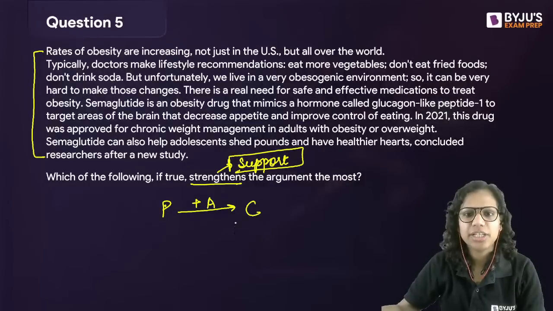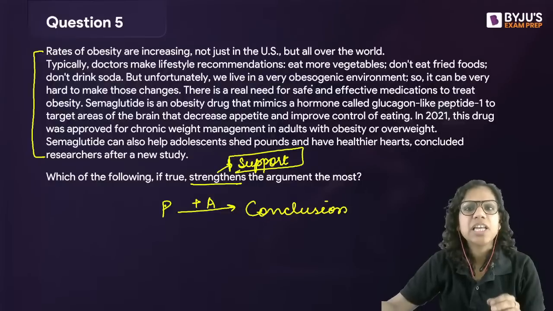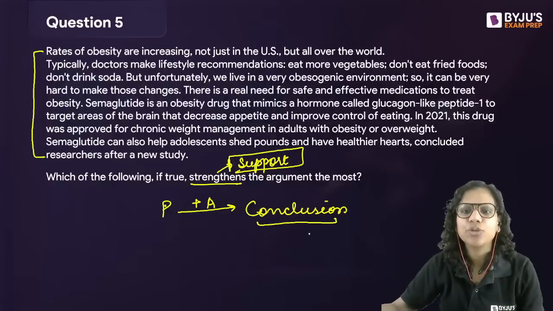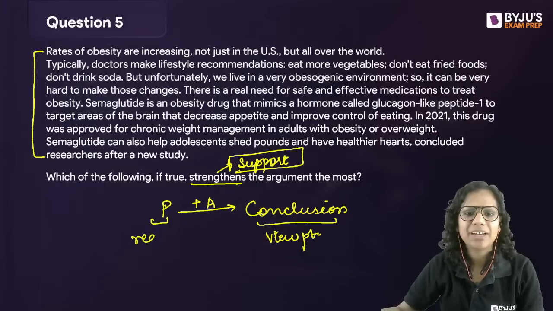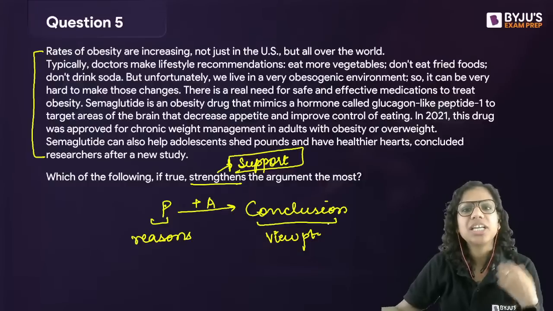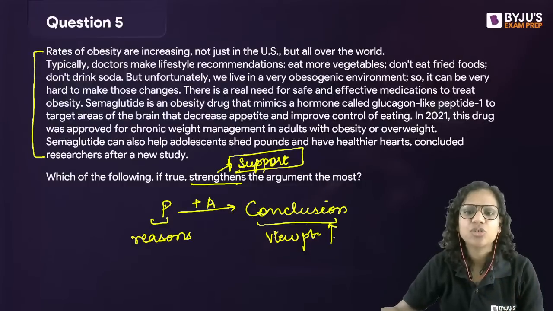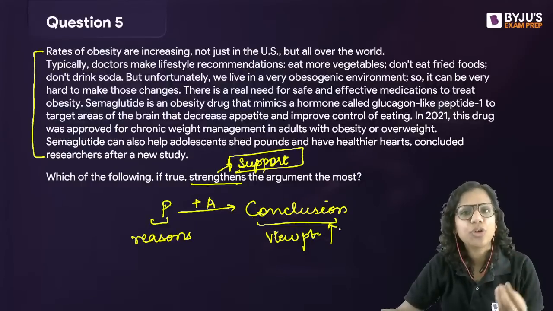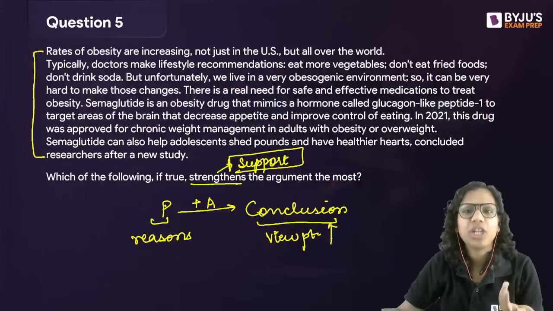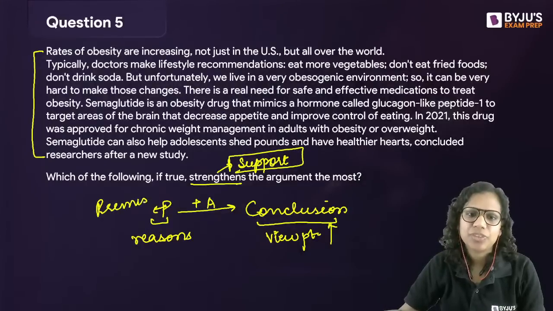Premise plus assumption leading to the conclusion. In layperson terms, an argument is nothing but your viewpoint backed by some reasons. Logic has given them formal names. Your viewpoint, your decision, whatever you take on the basis of these reasons, is called the conclusion, and these reasons are called your premises.